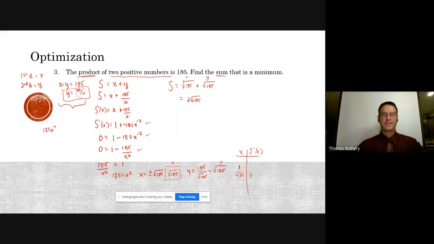If I plug in 1 for x, I'm going to get 1 minus 185 over 1 squared. And that gives me negative 184. And if I pick something bigger than the square root of 185, I'm just going to say 15. Why 15? Just because I know that the square root of 185 is less than 15. 15 is the same as the square root of 225, and that's a little bit bigger. So when I do that, I get 1 minus 185 over 15 squared, which is 225.